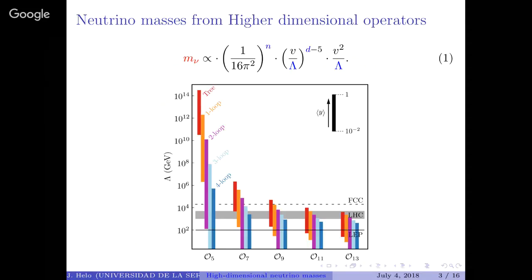Thus, neutrino mass models generated at dimension 9 and higher should be testable in the near future. These arguments form the main motivation of our work in this presentation.